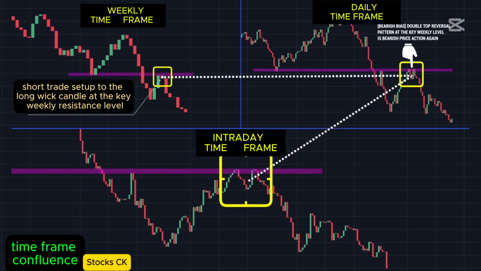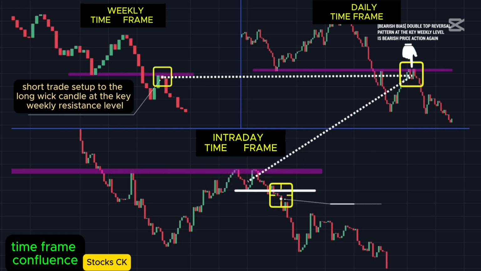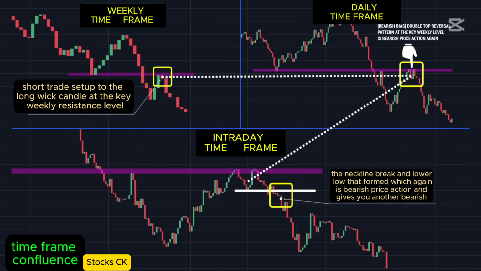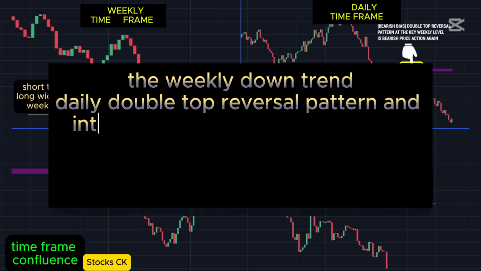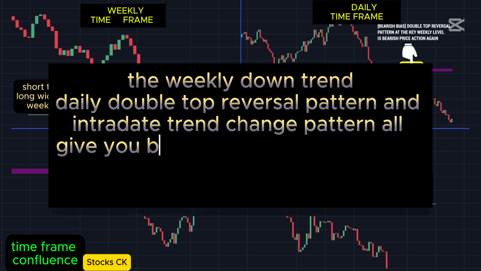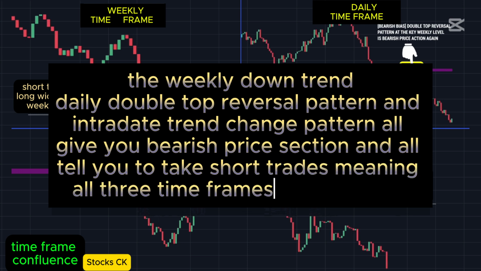So when you look inside of the trade setup area here, but on the lower intraday time frame below, you had a trend change pattern through the neckline break and lower low that formed, which again is bearish price action and gives you another bearish bias. The weekly downtrend, daily double top reversal pattern and intraday trend change pattern all give you bearish price action and all tell you to take short trades, meaning all three time frames are confluent.